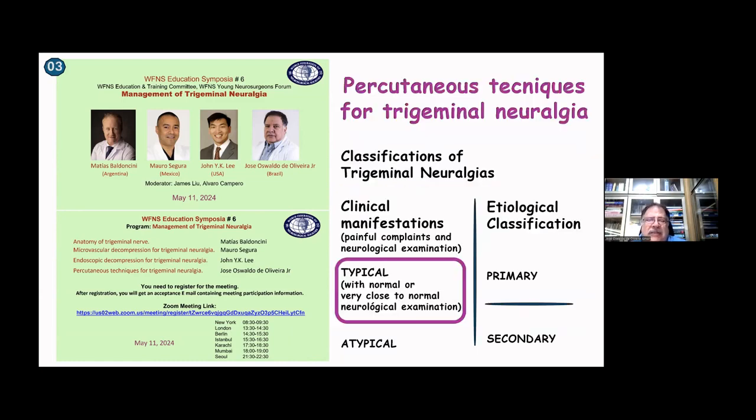Also, regarding the percutaneous techniques for the treatment of trigeminal neuralgia that we adopt in our practice, it is important that we define the disease that we try to mitigate with percutaneous techniques. We will adopt the clinical classification of trigeminal neuralgia: typical, secondary, or primary.